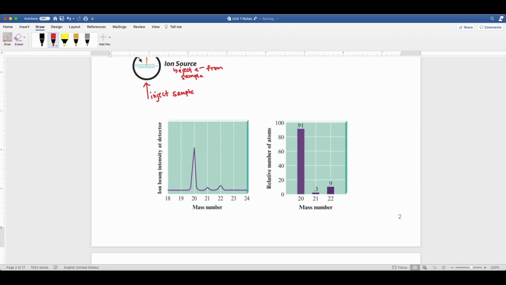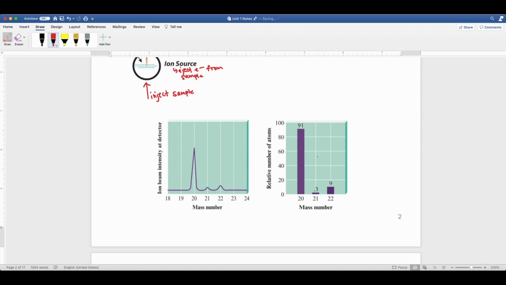And ion beam intensity. So this particular sample is not showing us exact percentages, but that's okay because we could still clearly see that the highest percentage of this would be neon 20. So the smallest percentage is neon 21, and a little bit higher than 21 is 22.